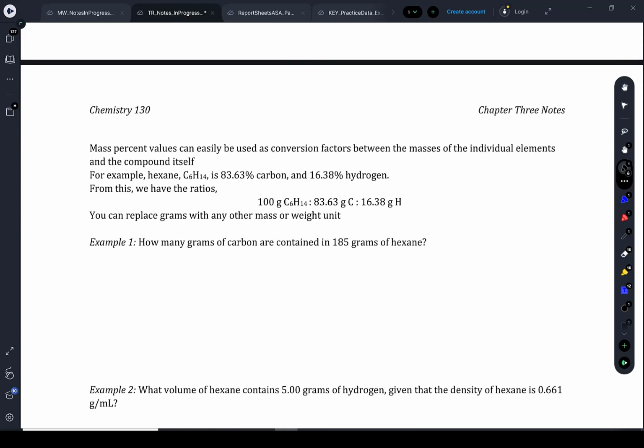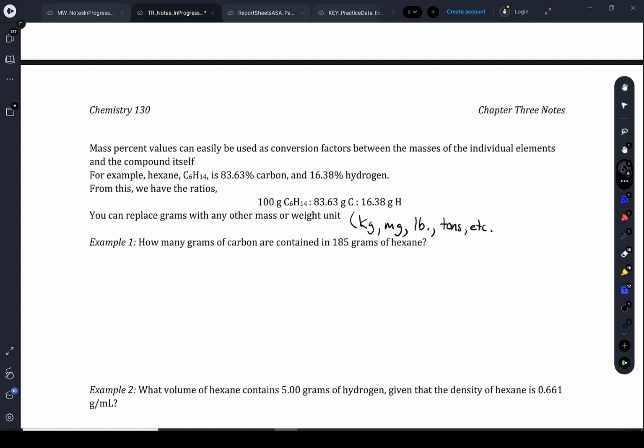Think of them as conversion factors between masses of the elements and the compound itself. So here is hexane. Hexane is C6H14. I know that it is 83.63% carbon and 16.38% hydrogen. So I now have conversion factors. Every 100 grams of hexane must have 83.63 grams of carbon. Notice I'm not using equal signs because hexane is not equal to carbon, is it? But I can use it in a conversion factor as saying they are equivalent. And you can change this to any mass or weight unit that you want. So instead of grams, you could use kilograms, milligrams, and so long as you plan on staying on Earth, pounds or tons, etc.